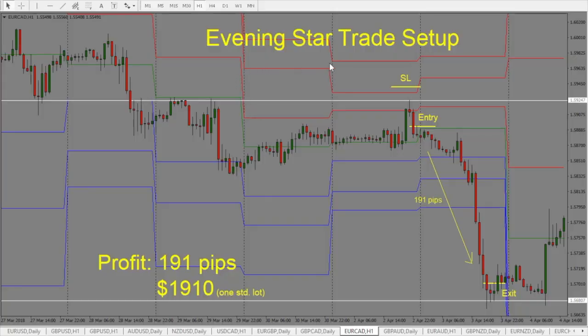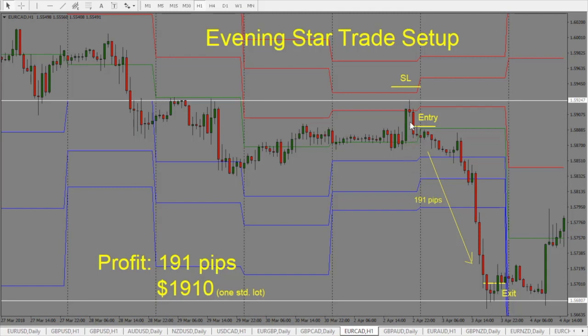Here we are looking at an evening star trade setup. This is EuroCAD 1 hour chart. An evening star trade setup is formed with 3 candlesticks. Usually we have a bullish candlestick and an indecision candlestick in the middle, and finally a bearish candlestick. This pattern shows us that price is likely to drop.